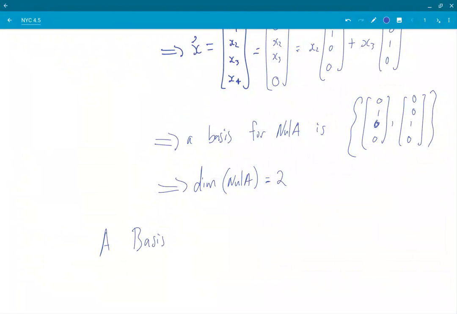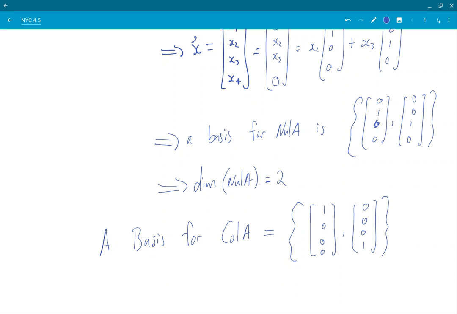A basis for Col A is 1, 0, 0, 0, 1. I think that's what I said. Yeah. So the first column of A and the fourth column of A.